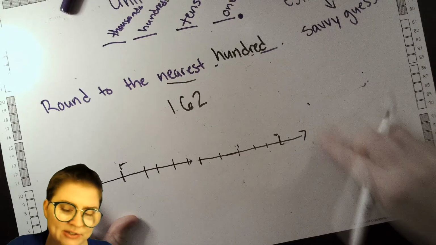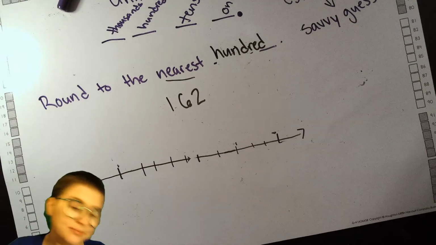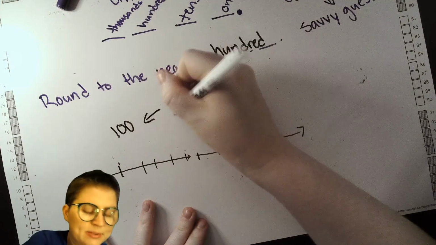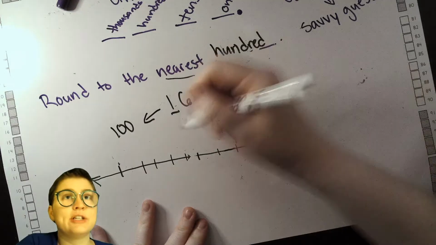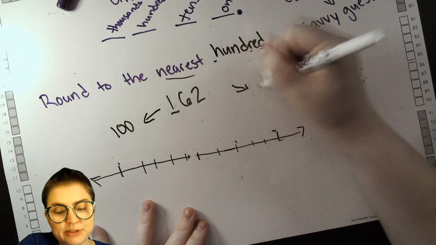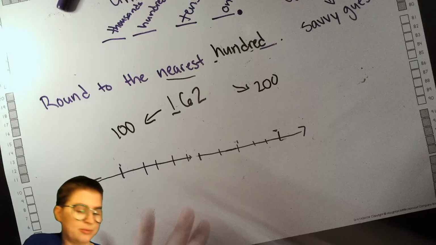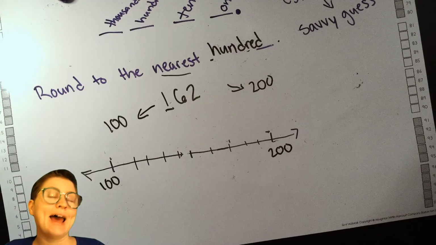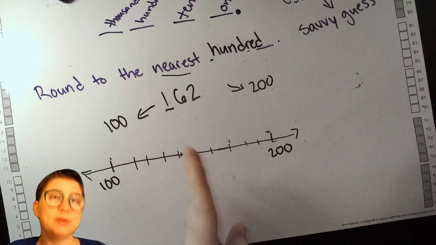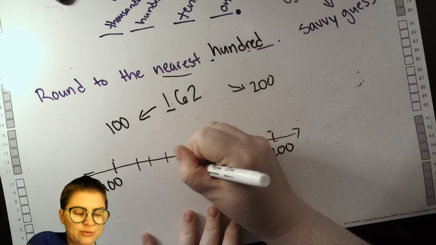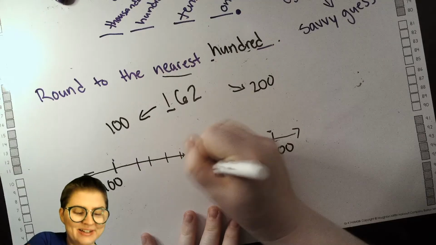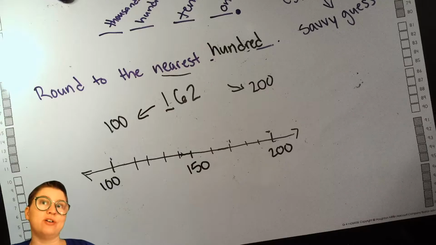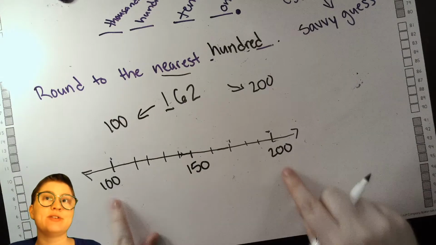So you have to ask yourself, okay, what's the 100 above and below? The 100 below would be 100. We're looking at our hundreds place, so that one is 100. And then just above that would be 200. So we'll put 100 over here, 200 over there. What's halfway, the midpoint between 100 and 200? 150.